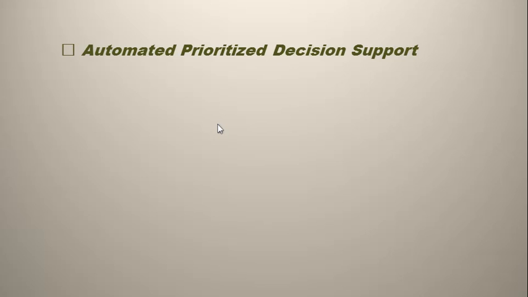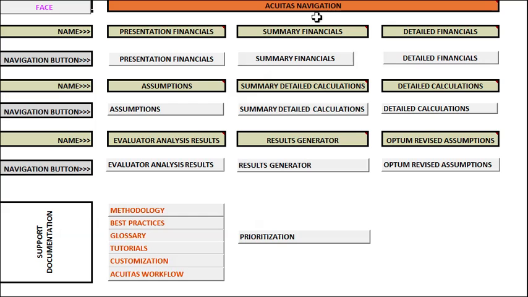This first demo will demonstrate automated and prioritized decision support. This is the Evaluator Navigation Cockpit, from which you can reach all modules of the solution. And clicking here on the Prioritization Navigation button takes us immediately to the Prioritization Decision Support module.